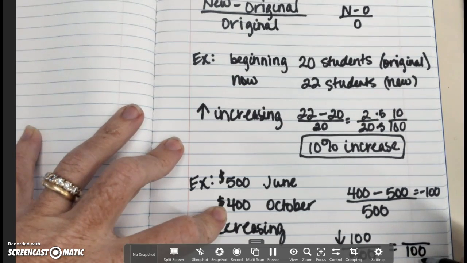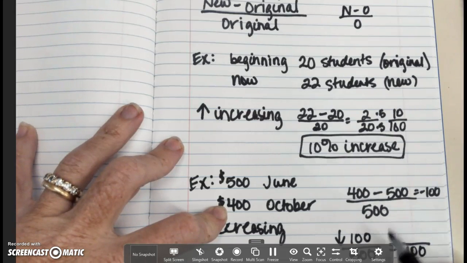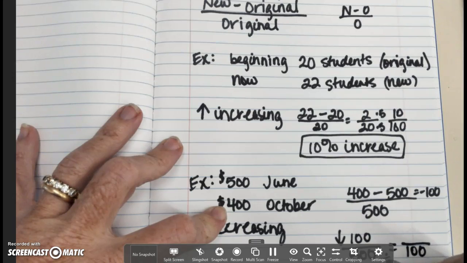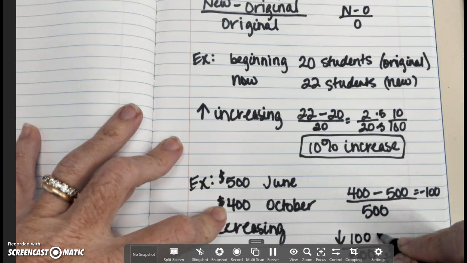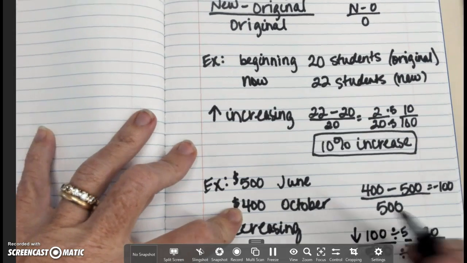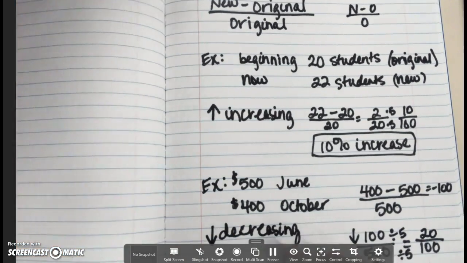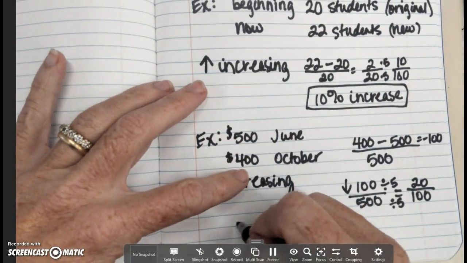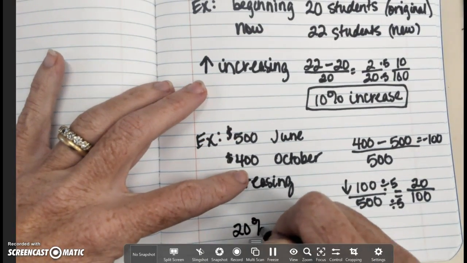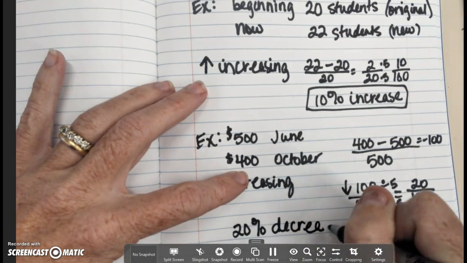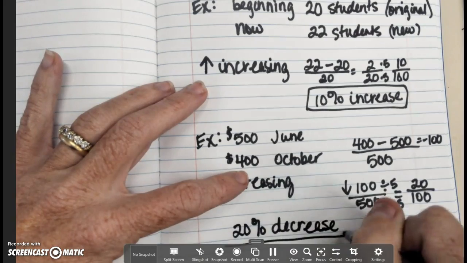We could change that back to 100. So 500 divided by something gives us 100, and that's divided by 5. So I'm just going to divide 100 by 5, and I'll get 20. So this was a 20% decrease. That's it. Really not too hard.